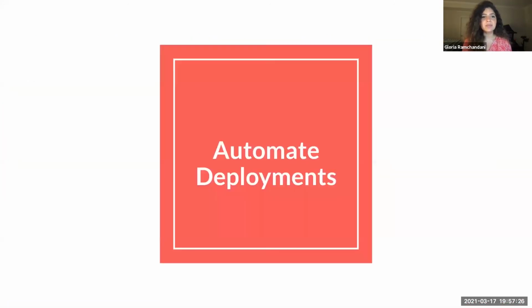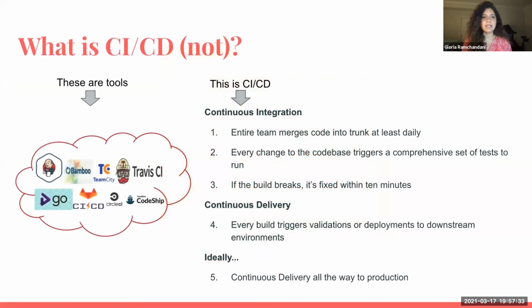Now, our next principle is automate deployments. With automating your deployments, we want to first talk about the concept of CI/CD and what actually is CI/CD. And you'll see those are these tools, which we see up here. CI tools are actually for orchestrating and automating repetitive software delivery tasks.